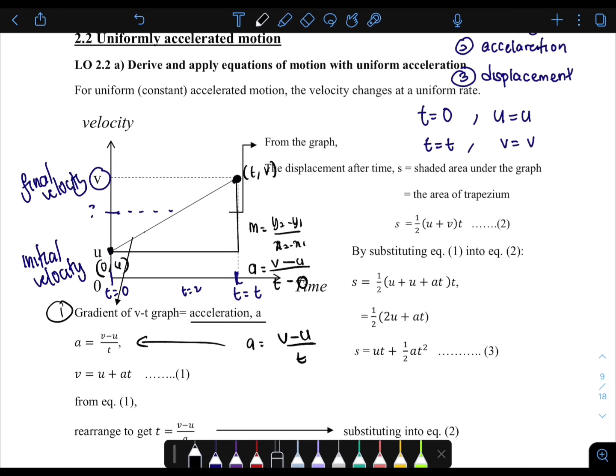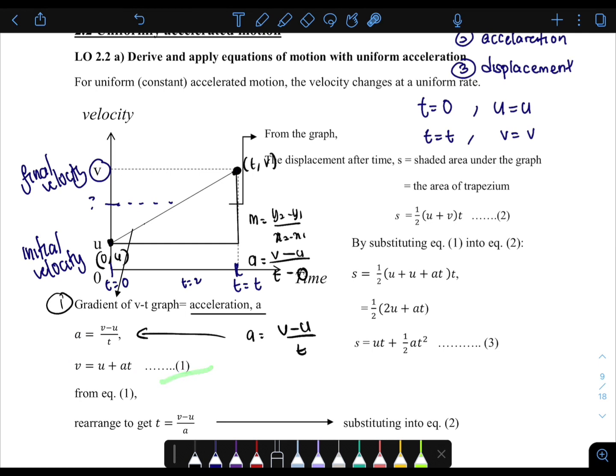So this is the equation of the gradient from the graph of v versus t. By rearranging this equation, I will get an equation such as v equal to u plus at. Alright, so this is our first equation for the kinematic linear motion: v equal to u plus at.